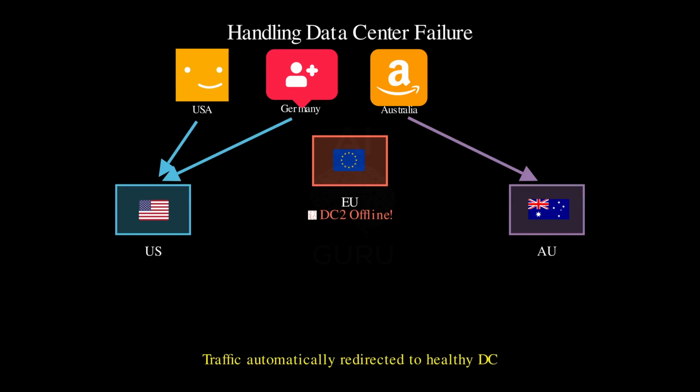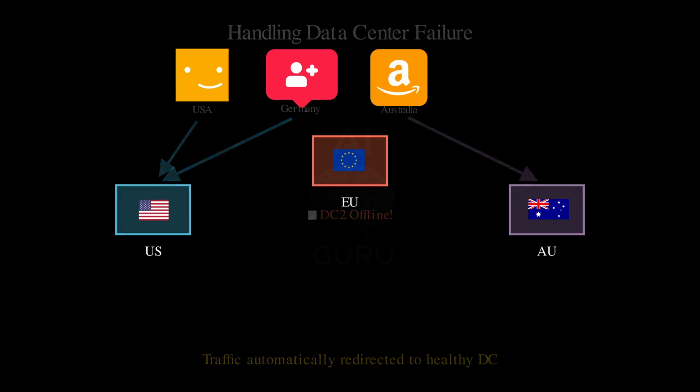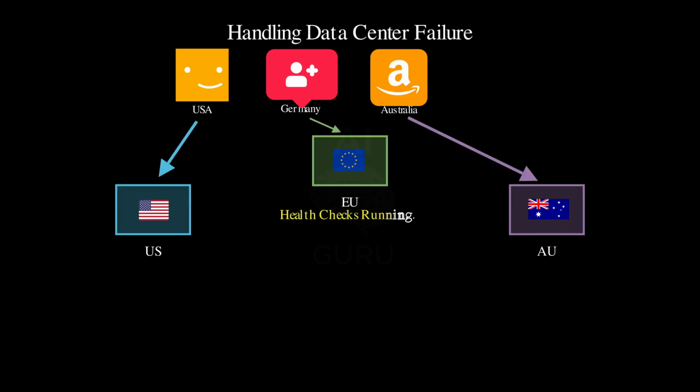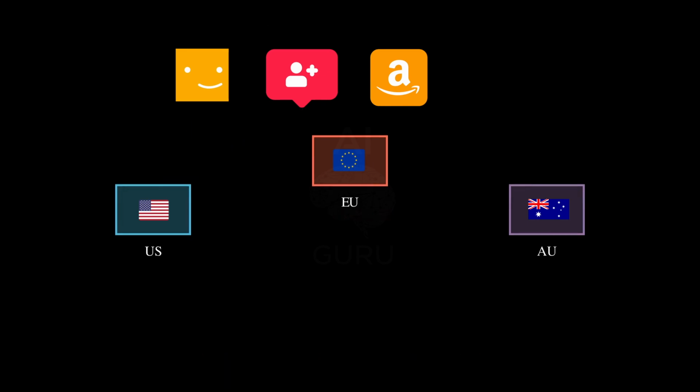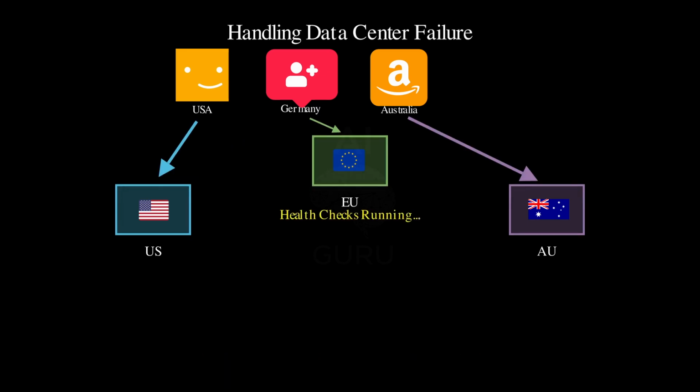Exactly. If the health checks for data center 2 start failing, the GeoDNS provider is instantly notified, and it removes data center 2's IP address from its routing tables. And then it redirects 100% of that region's traffic to the next closest healthy data center. It's an immediate, automated traffic redirection that's vital for meeting your service level agreements, your SLAs.